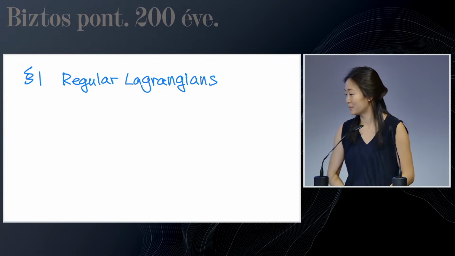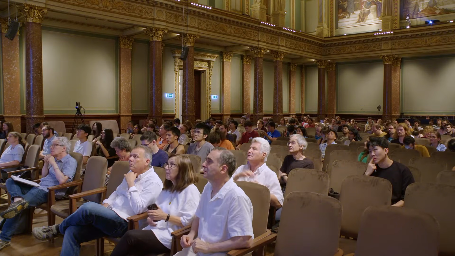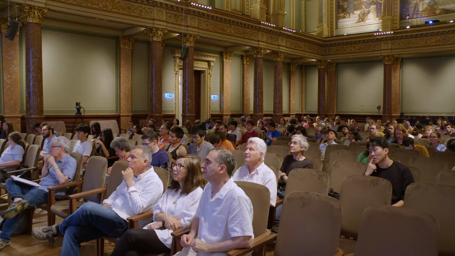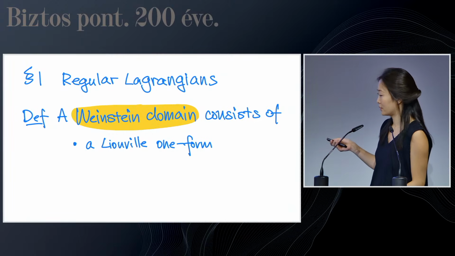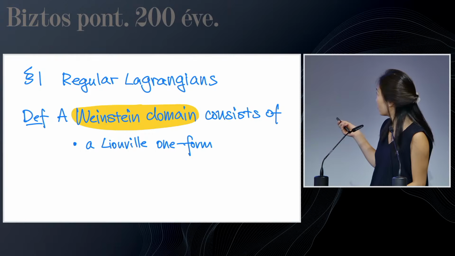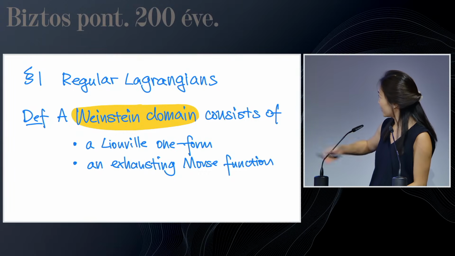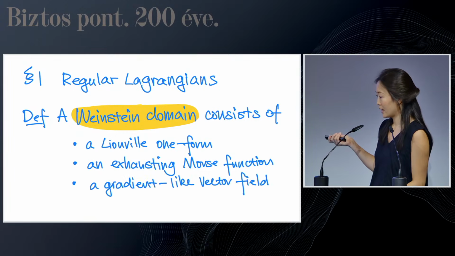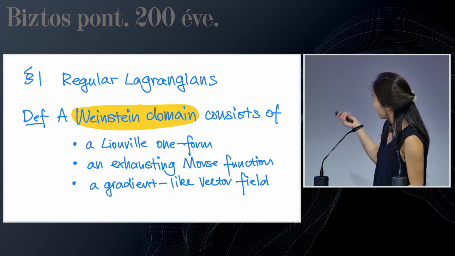Okay, so let's start with this notion of regular Lagrangians. But before that, we need to have the setting of the ambient manifold, which is a Weinstein domain. I'm only going to work in dimension 4, but this is a general notion. A Weinstein domain consists of a triple: a Liouville 1-form, an exhausting Morse function, meaning that the regular level sets are foliating the Weinstein domain, and a gradient-like vector field associated to the Morse function.